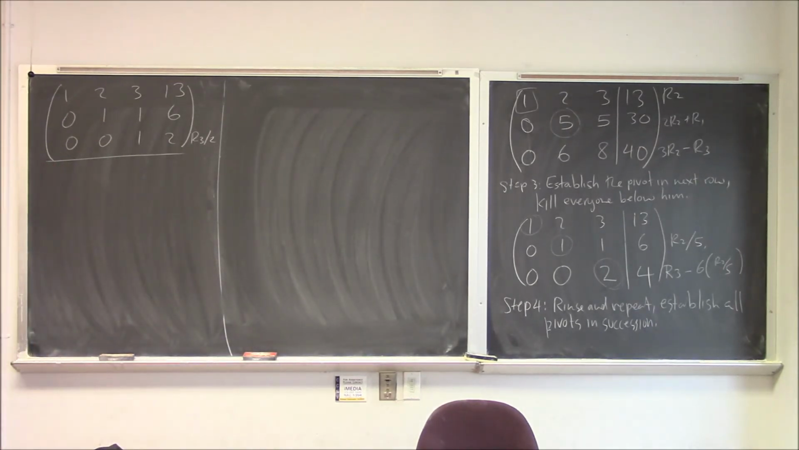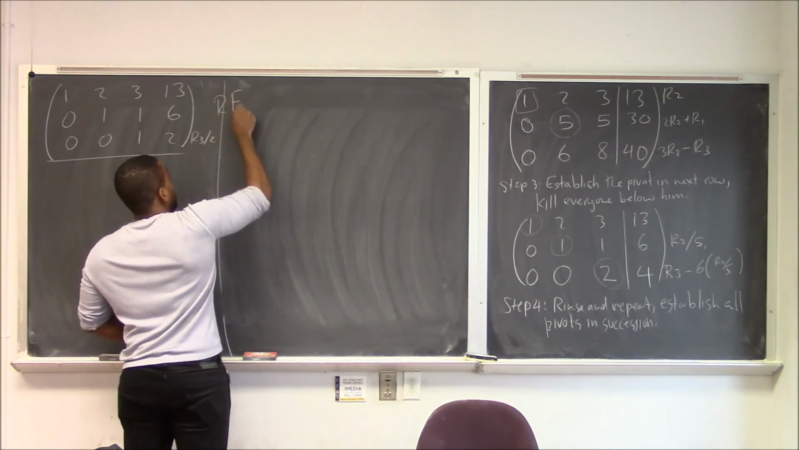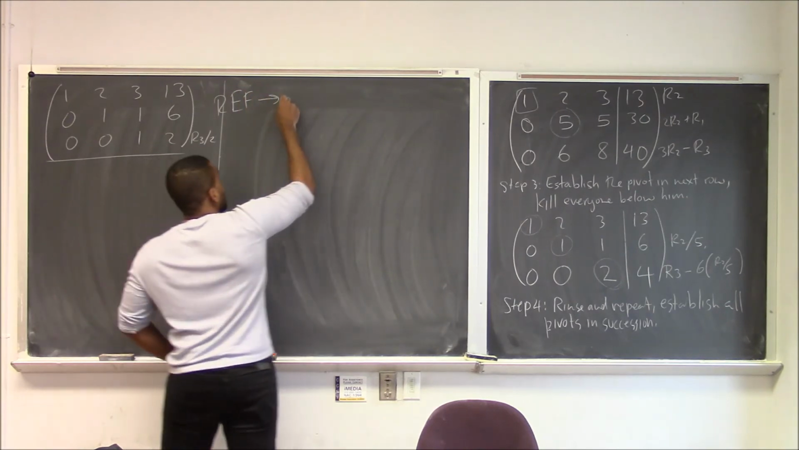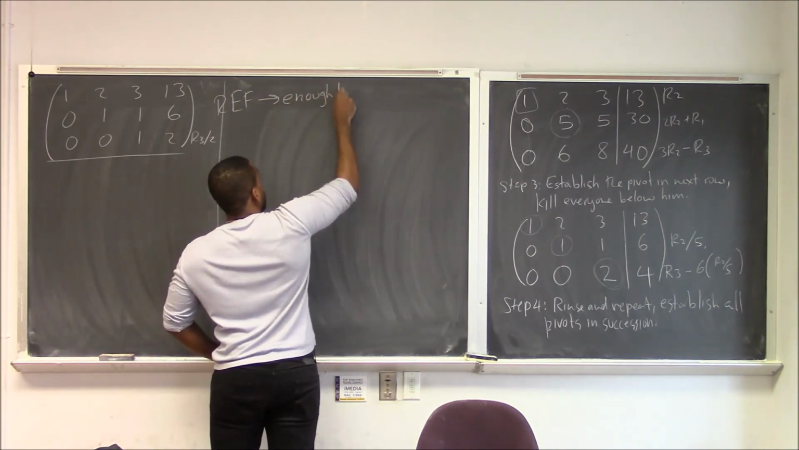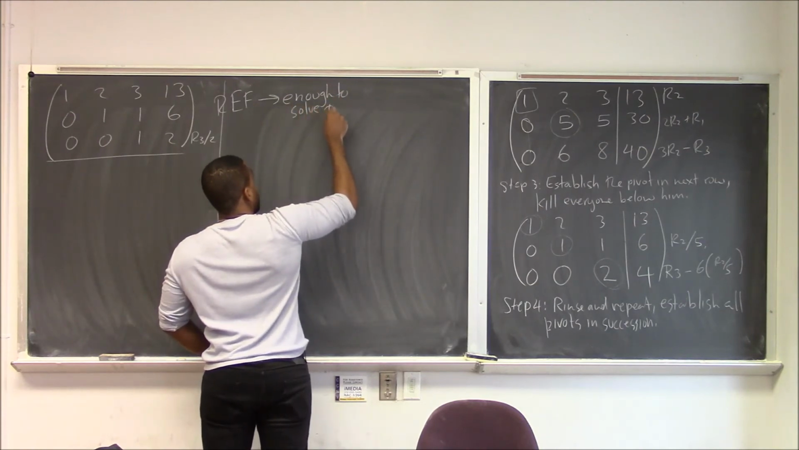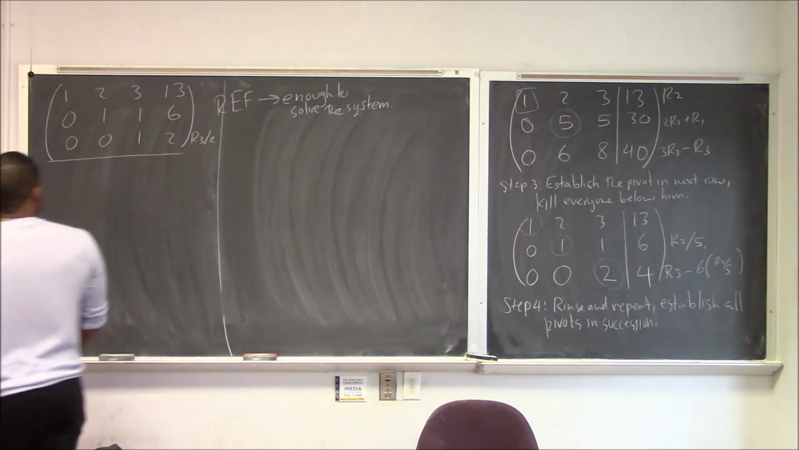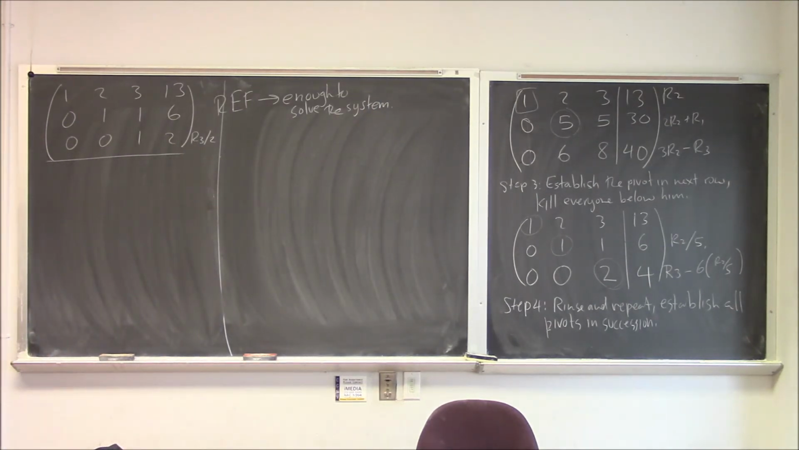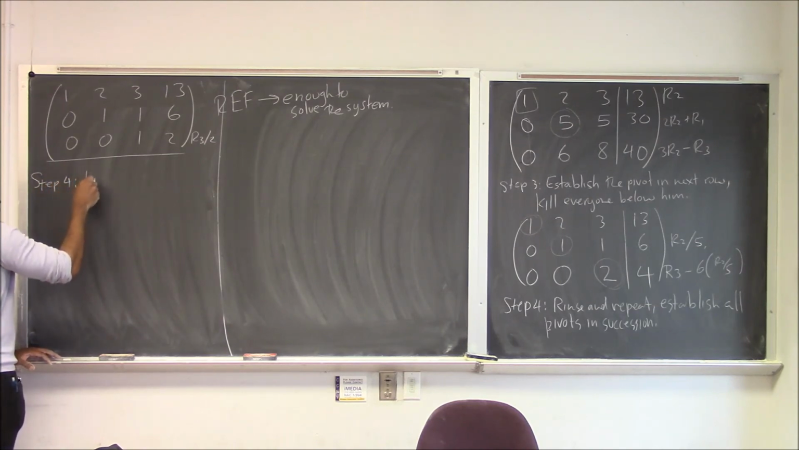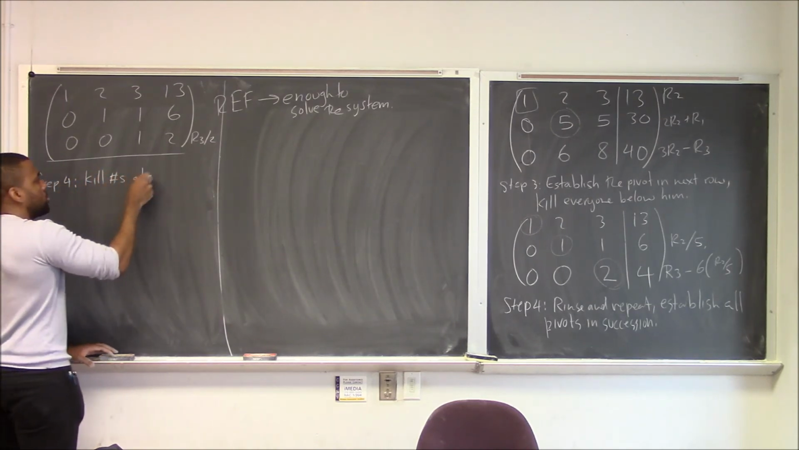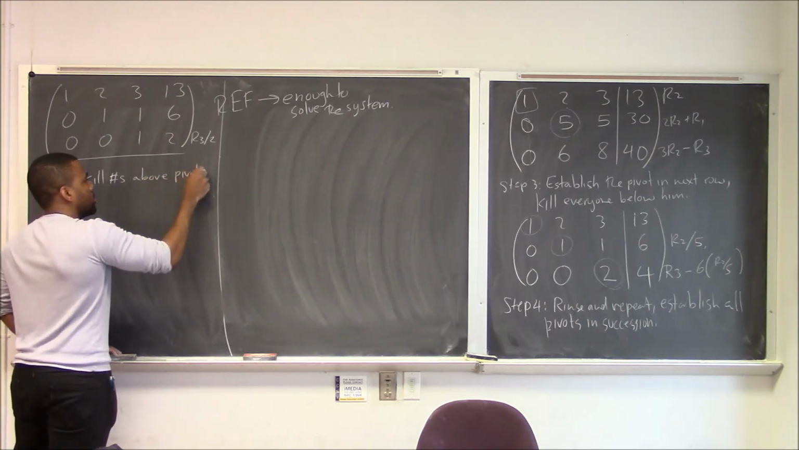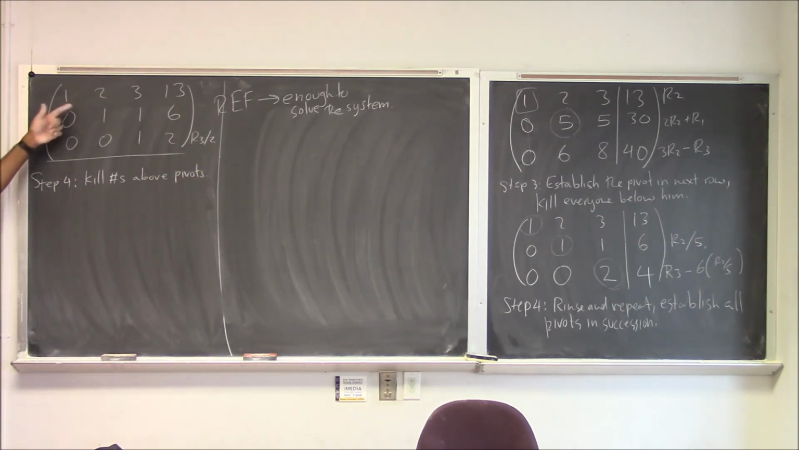Okay, so that's where we are. So this, by the way, is REF. And by the way, this is enough to solve the system. Let's go a little bit further though. Let's take it to RREF. So step 4: kill numbers above pivots. Keeping in mind that you need to not mess with any of the zeros that you just worked so hard to create.